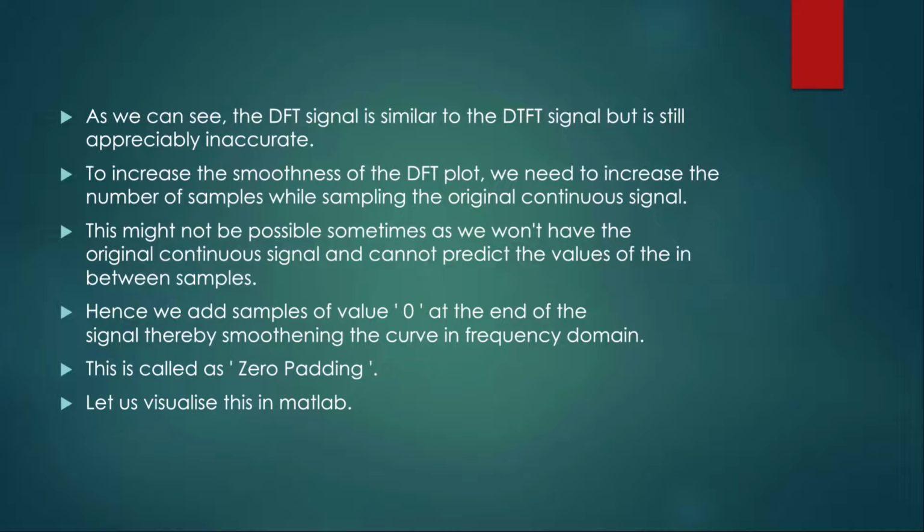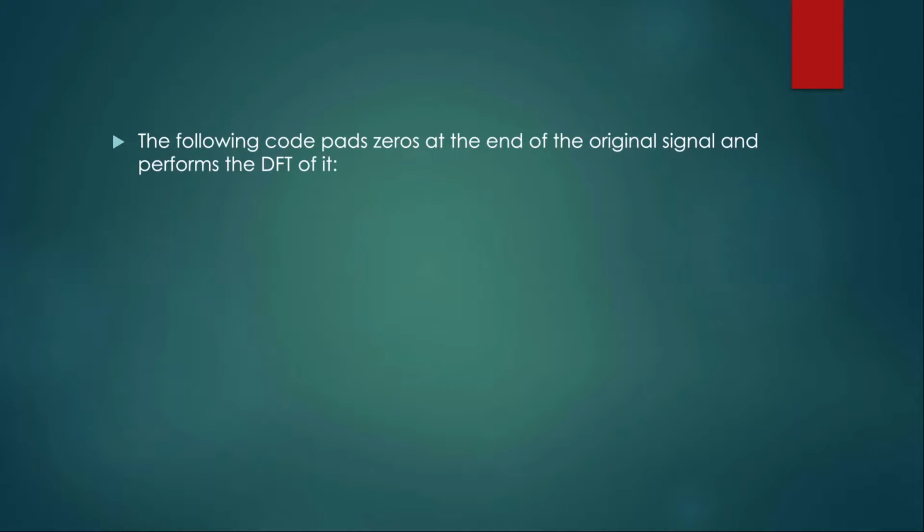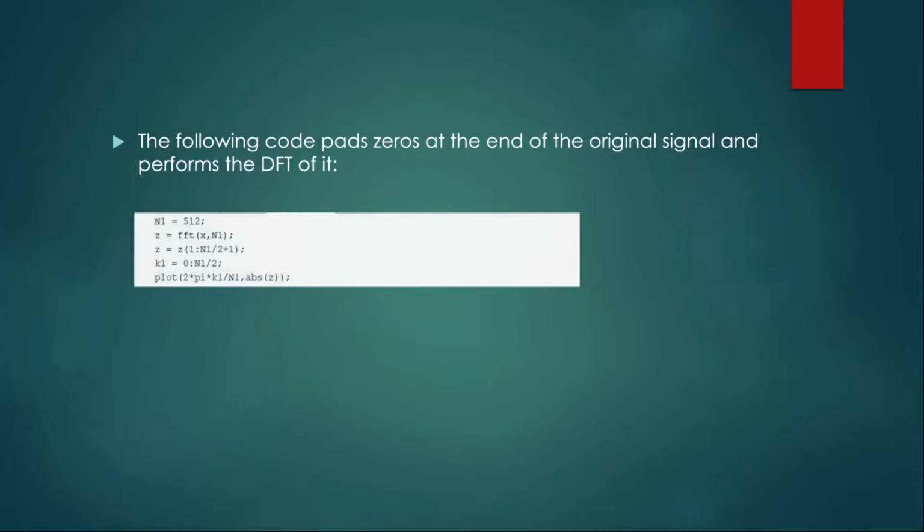So instead of that, we increase the number of samples of the original signal by adding the value 0 at the end of the signal. This is called as zero padding. That is, at the end of the signal we add the values of 0. So the following code pads zeros at the end of the original signal and performs the DFT of it.